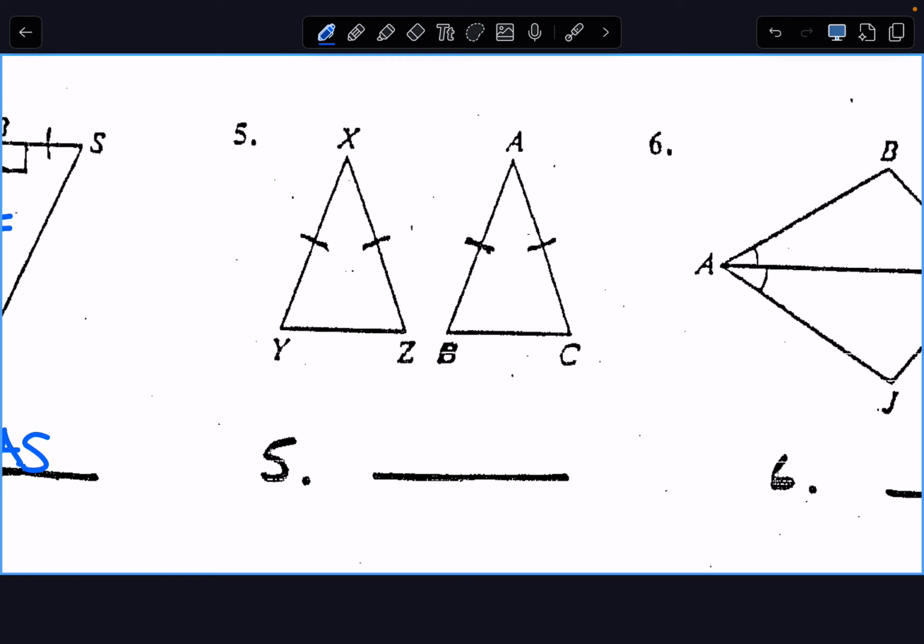Okay. I see 2 sets of sides congruent. Do you see anything else that we can mark as congruent? The base angles. Because their legs are congruent, which means the top one is also congruent. So we can say angle, angle, side.